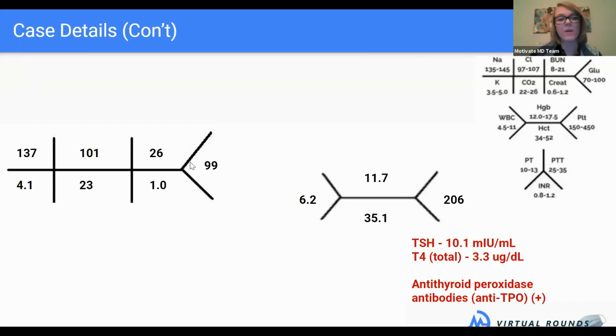Could anti-TPO indicate Hashimoto's? Perfect. Great job. That absolutely indicates Hashimoto's thyroiditis. The other antibody that we look at is antithyroglobulin as well. Those two are for Hashimoto's thyroiditis, which is an autoimmune etiology of hypothyroidism.